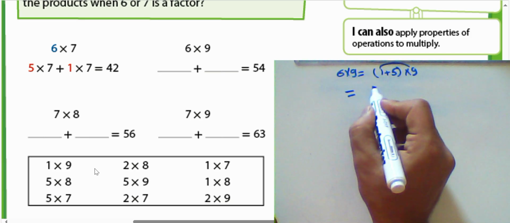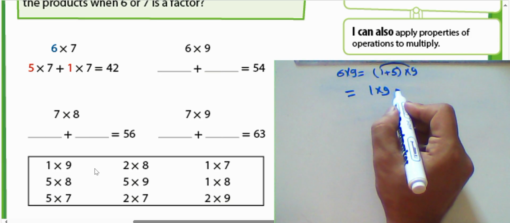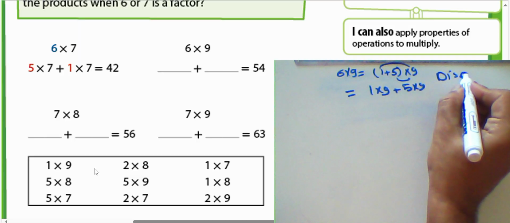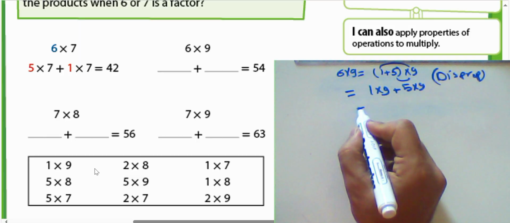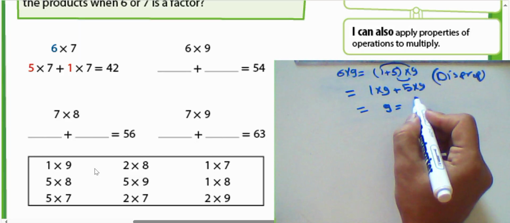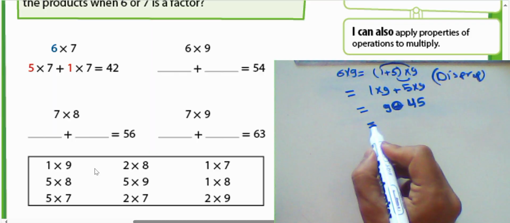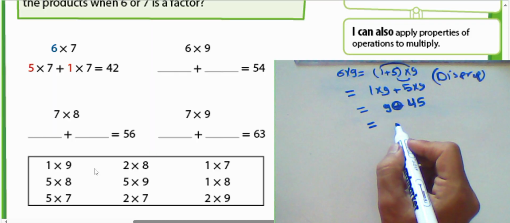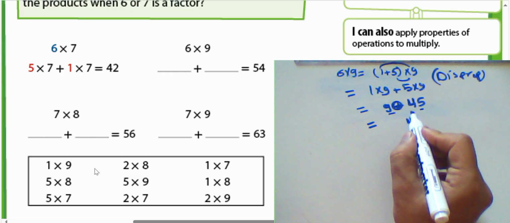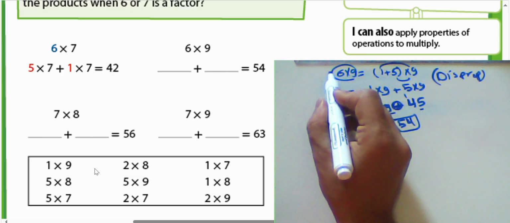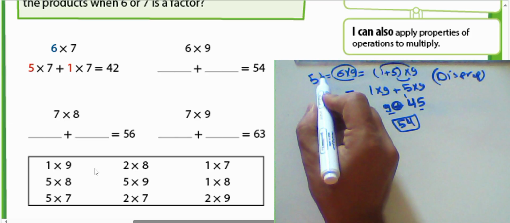Then we use 1 times 9 and 5 times 9 with the distributive property. 1 times 9 equals 9, and 5 times 9 equals 45. Then we add them together: 9 plus 45. 5 plus 9 equals 14, so 4 and carry 1. 1 plus 4 equals 5. And the result will be 6 times 9 equals 54.